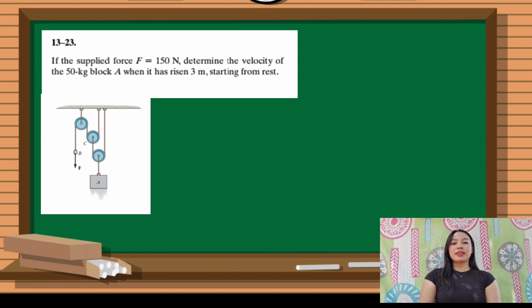So the problem is, if the supplied force F is equal to 150 Newton, determine the velocity of the 50 kg block A when it has risen 3 meters starting from rest. So the problem comes from Engineering Mechanics: Dynamics, 14th edition by Russell C.